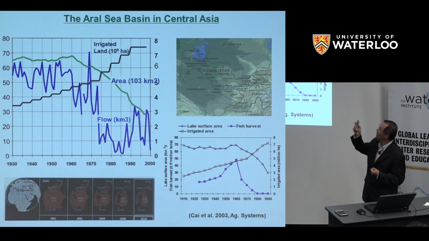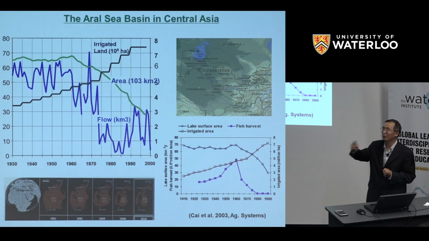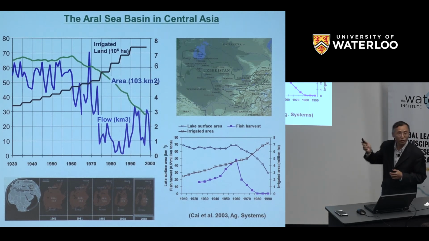So let's use the Aral Basin. Some of you, maybe all of you, have heard about this. It is a very famous example of unsustainable river basin management in the world. I just want to use this at the beginning of my talk as an example to show you the coupling of the human and natural components.